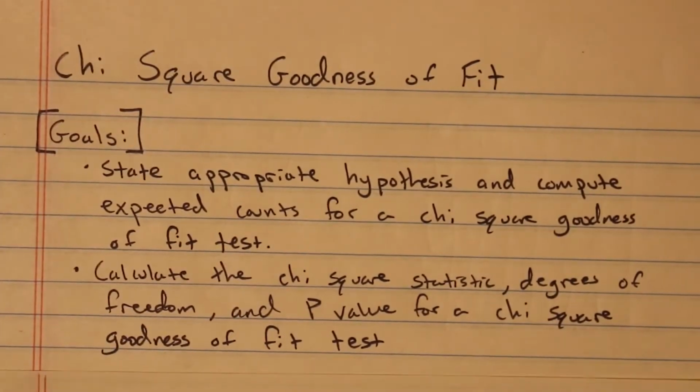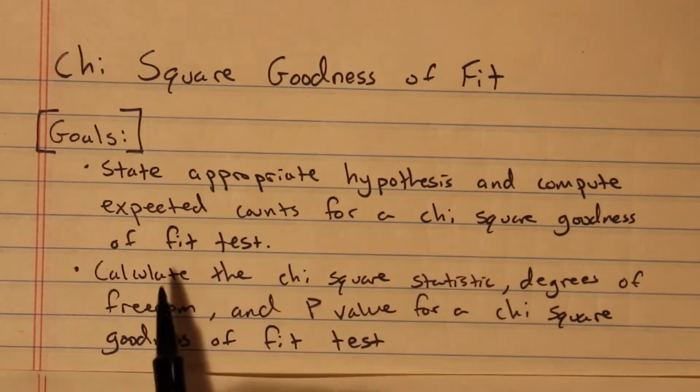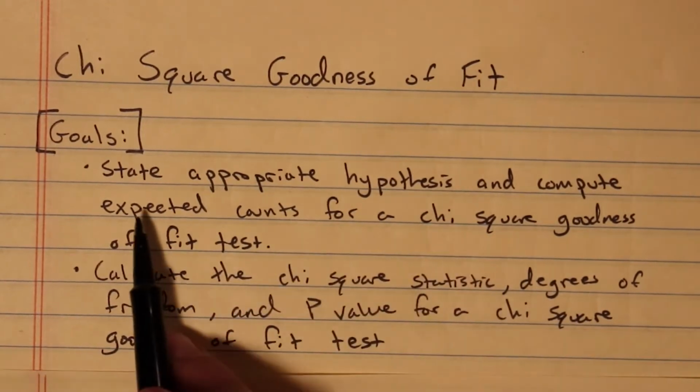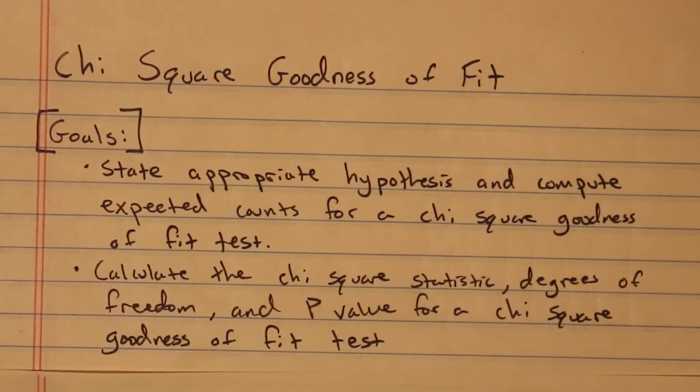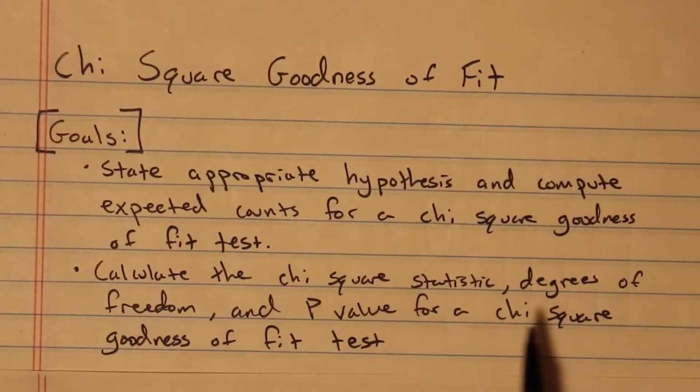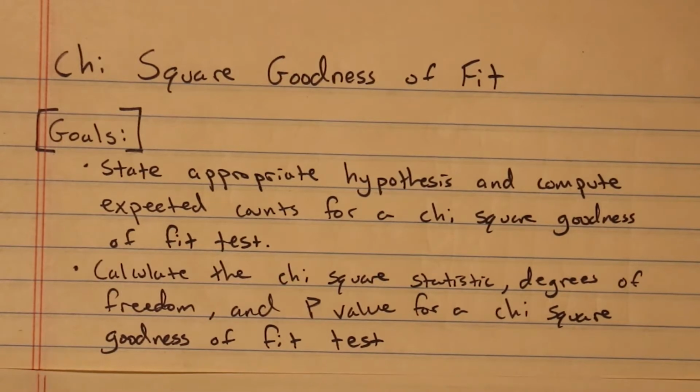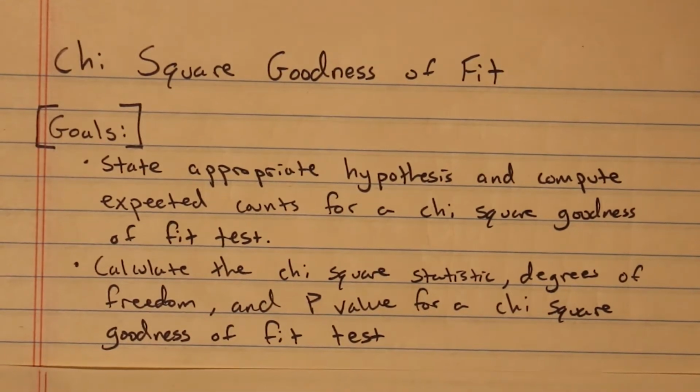So welcome to your lesson on a chi-squared goodness of fit test. The goals for this section are to state appropriate hypotheses and compute expected counts for a chi-square goodness of fit test, and also calculate the chi-squared statistic, degrees of freedom, and a p-value for a chi-squared goodness of fit test. All these ideas should sound familiar except for the idea of a chi-squared goodness of fit test.